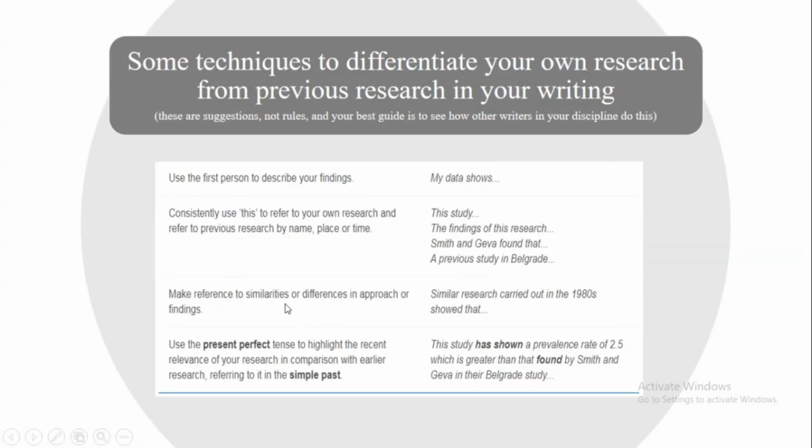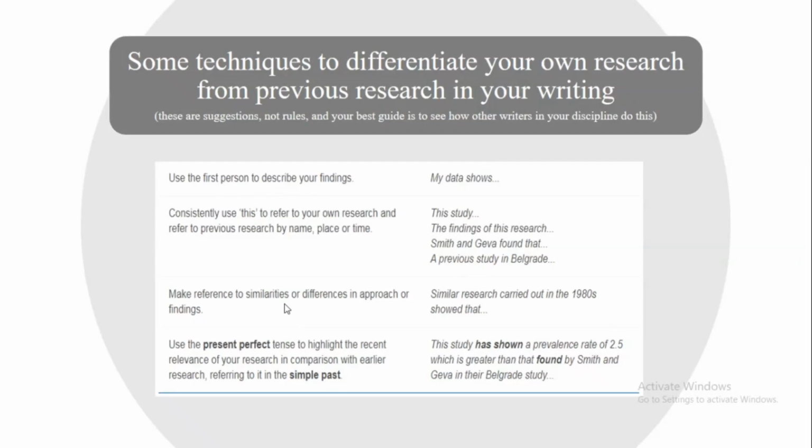Make reference to similarities and differences. When you discuss, you are not reporting, you are discussing the results, so always make reference to the similarities and differences between what you have found and what other researchers found in the past. Always say similar research, similar studies were conducted to investigate this problem, and they found 1, 2, 3. Okay, in line with other studies, in line with previous research, my study or our study found this and that. Okay, this is about similarities.